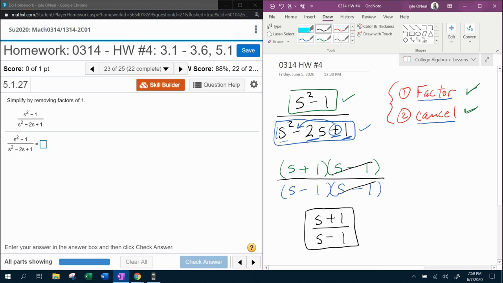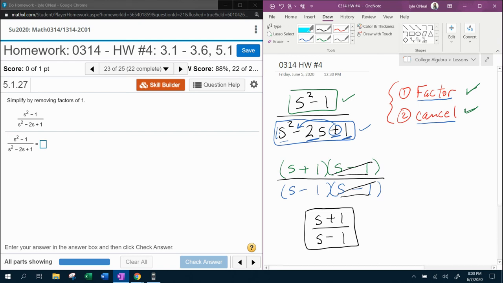Now, before I put that in, let me talk to some of you that are thinking, well, what about these s's? These s's are the same. Can't we just cancel those out? And the answer is no. No, you can't. And the reason is because you can cancel factors, but you cannot cancel terms, okay?